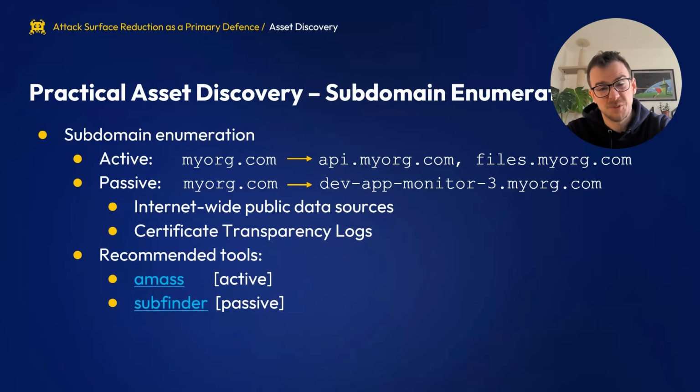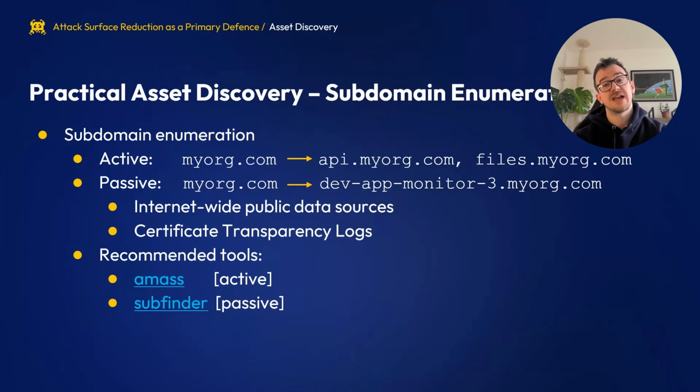dev-app-monitor-3.myorg.com, which is a much more typical type of subdomain naming convention that you'll find, which realistically brute forcing is not going to detect, because we're not going to have that in our word list unless our word list is incredibly long, and then it would become prohibitive to detect it, because we'd have to be running that scan for many days or months. So we can use passive enumeration to find subdomains like this. Passive enumeration leverages internet-wide scanning public data sources. Think of services like Censys, Shodan, FOFA, etc.